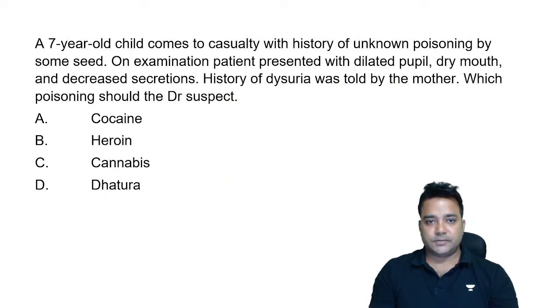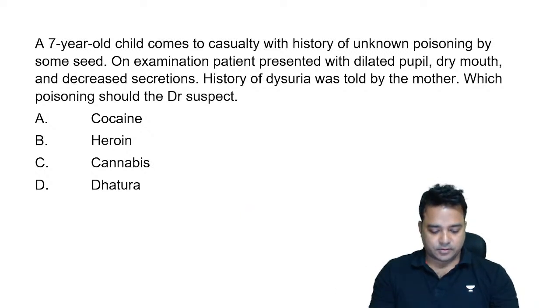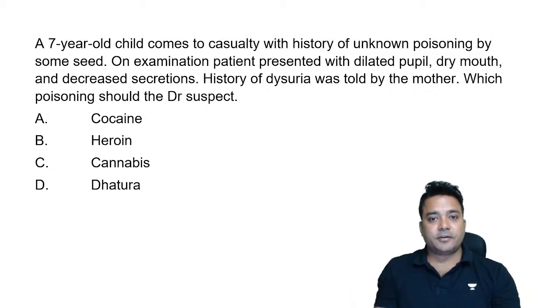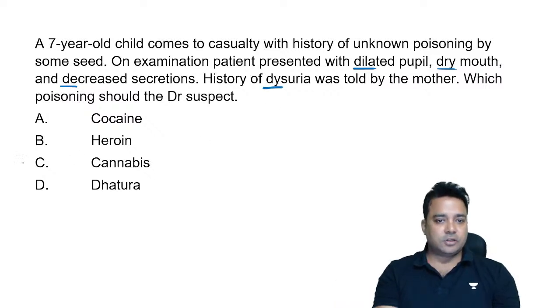Answer this one. Then this is also a very commonly asked topic. A 7-year-old child comes to casualty. Easy question, easy answer. In such questions speed should be very high so that you save your time for other newer, lengthier questions. Yes, many of you have answered correctly. Very good. Dilated pupils, dry mouth, all this forces you to answer that this is Datura. History of dysuria. All this makes your answer Datura.